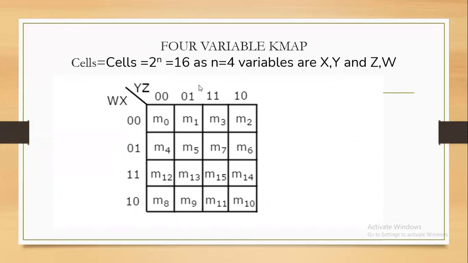So we'll be getting 16 cells. The number of cells has increased because the variables have also increased. The more cells we have, the more groups we get, such that we get very simplified expressions. Now, when you take WX, they are represented using 00, 01, 11, 10. Similarly, for YZ, 00, 01, 11, 10. This is how it goes for the two-variable, three-variable, and four-variable K-maps.